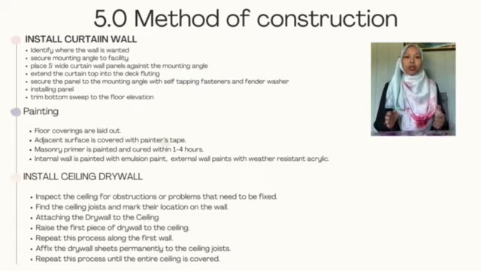Extend the curtain top into the deck fluting, creating continuous contact to minimize any potential for air exchange. Next, secure the panel to the mounting angle with self-tapping fasteners and fender washer. Next, install panel until the final is secure to the terminating wall, and last step, trim bottom sweep to floor elevation.